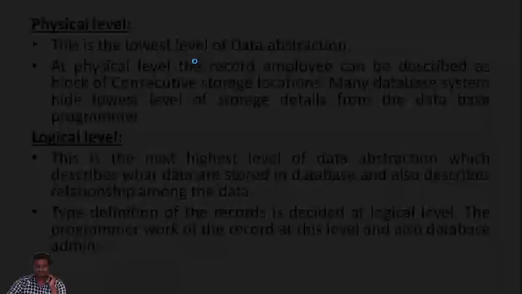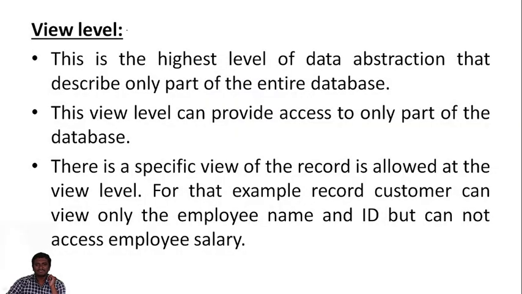The next one is the physical level, then the logical level. The last one is the view level. The view level is the highest level of data abstraction that describes only part of the entire database. The view level can provide access to only part of the database. We already discussed these levels in the security problem. We can't give every user the right to access every piece of information in a table. A specific view of the record is allowed at the view level.